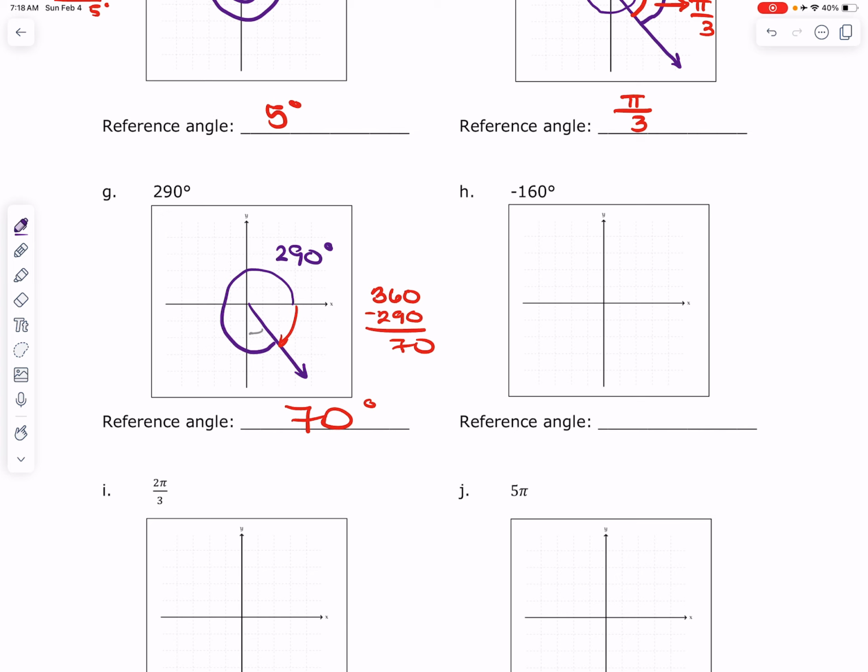For H, we are traveling in the negative direction. I got negative 160, so I'm not quite making it all the way halfway around to negative 180. To figure out that reference angle, though, I know that both sides here are 180 degrees. So if I go 180 minus that 160 that I've already traveled, I get a reference angle here of 20 degrees.